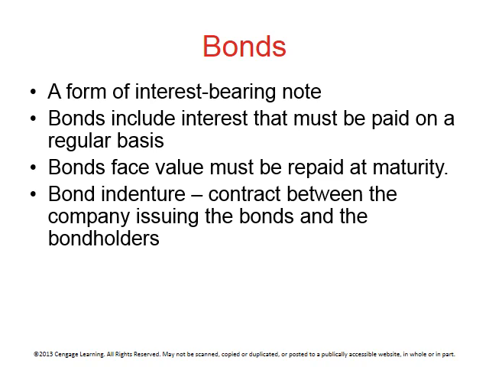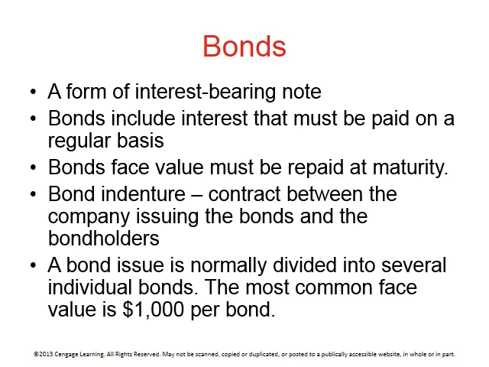And then a bond indenture is a contract between the company issuing the bonds and the bondholder. And then typically when a company has a bond issue, they want to sell bonds, it's usually divided into a lot of different bonds. So if I want to do a $100,000 bond issue, typically I would issue 100 bonds at $1,000 each versus one bond at $100,000.